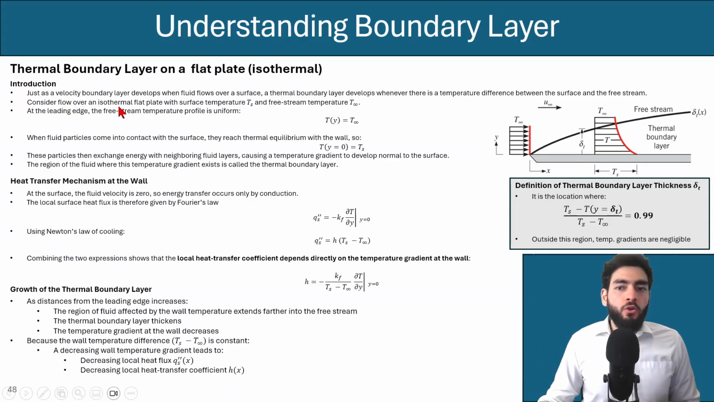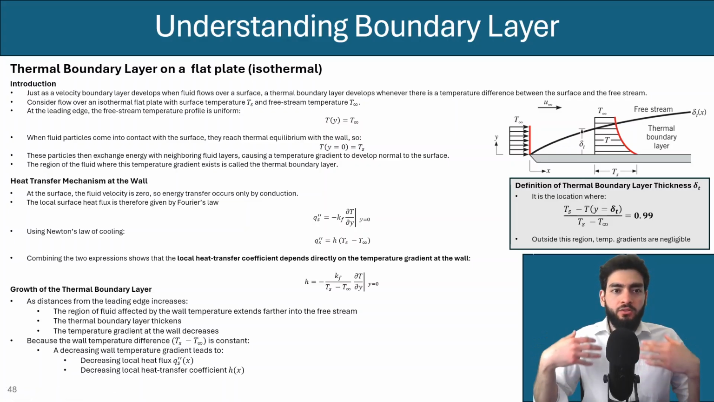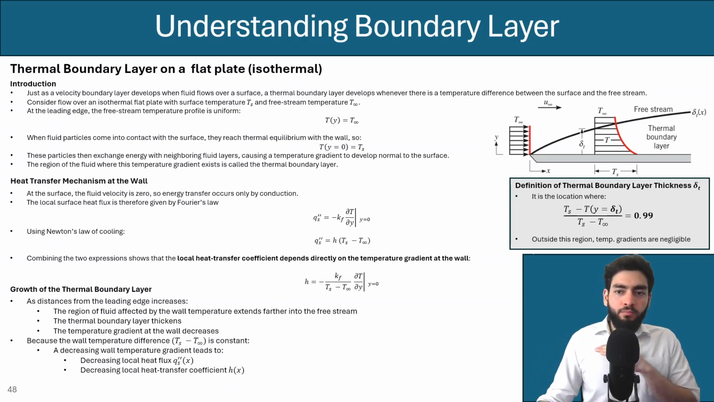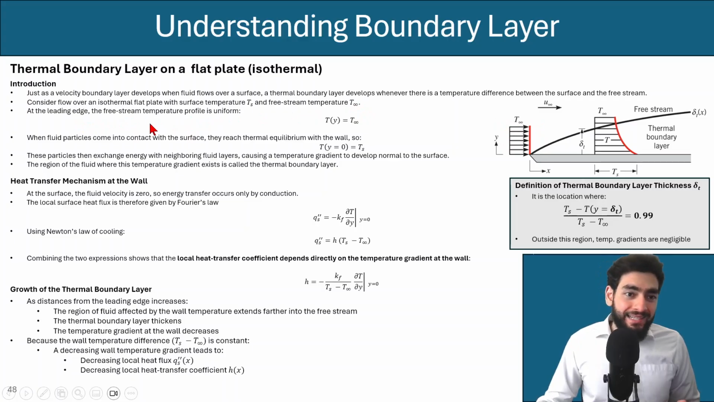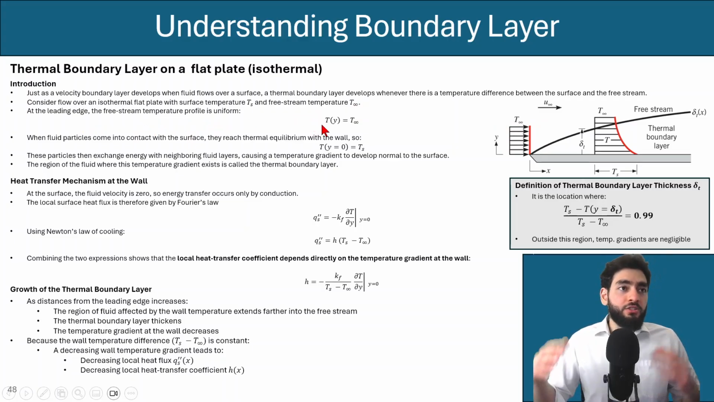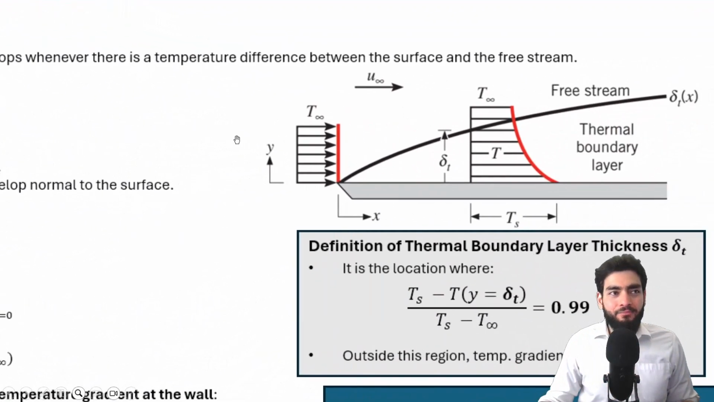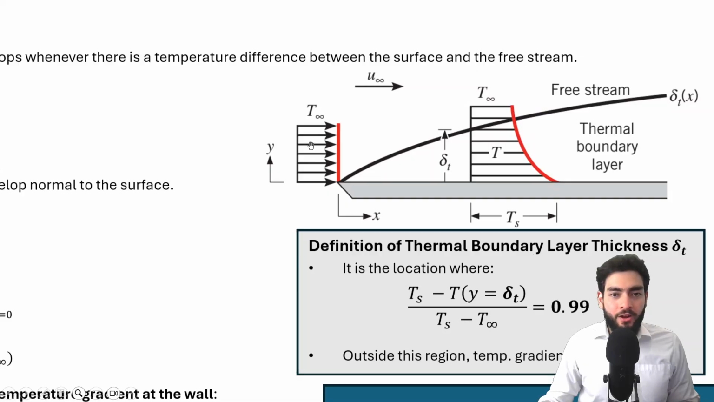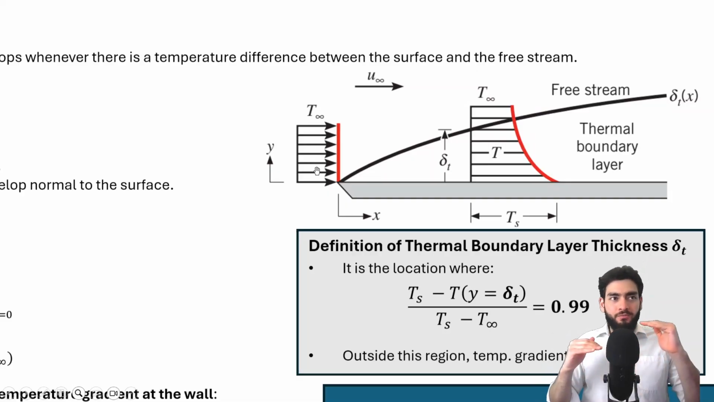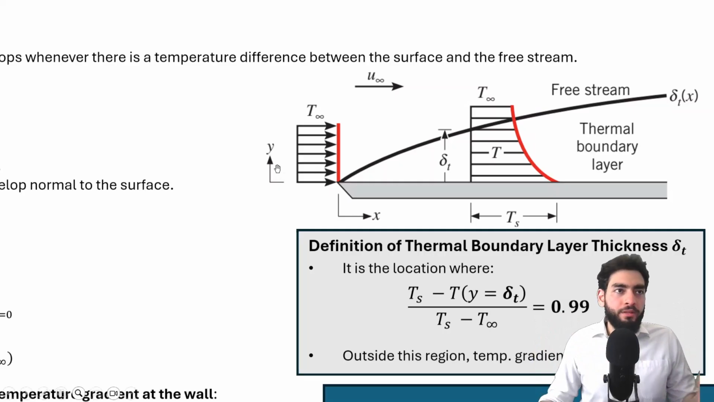So consider flow over an isothermal plate. And we say an isothermal plate just so that we can make it easier for everybody right now. So let's say you have a plate that has a constant temperature, and you have a free stream temperature noted as T infinity. Now at the leading edge, the free stream temperature profile is known because everywhere along the y-axis, the temperature is the same. Over here, everywhere along the y-axis, before you start contacting that surface, will be the same essentially.